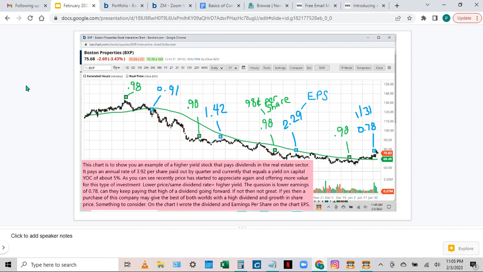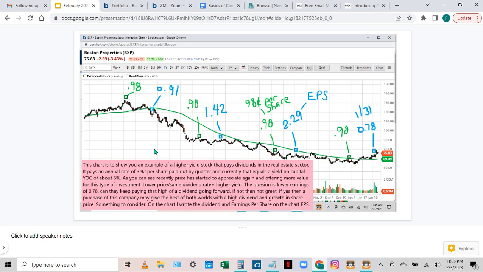Here's another one I'll share with you. This came on my list because it had shown down here that we had some increased buying interest on these volumes. You can see that there's a lot more green volume, kind of some extraordinary volume to the right of the chart. But this chart is just simply to show you guys an example of a higher yield stock that pays dividends in the real estate sector.